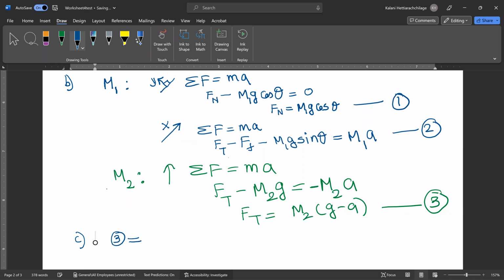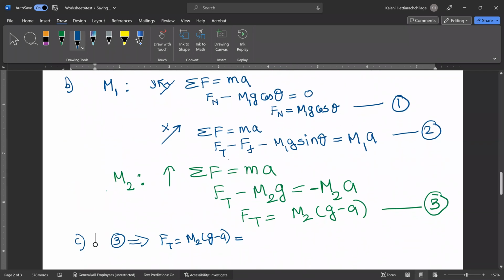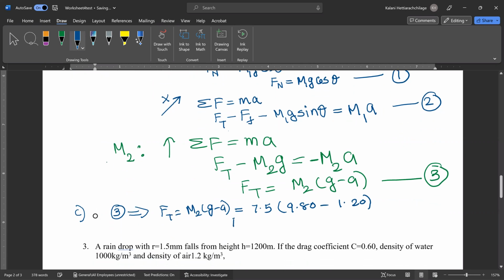From formula number 3, the tension force is equal to M2 times G minus A. Write it down one more time. Now it's time to plug in the values. M2, we know, is 7.5 kilograms. G we already know, 9.80. Acceleration is given, 1.20, and then you will be able to write the tension force as your part C answer in newtons. I need more space for the question, and the tension force is 64.5.